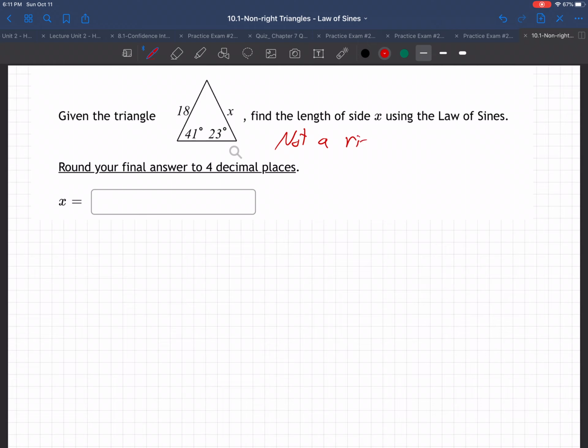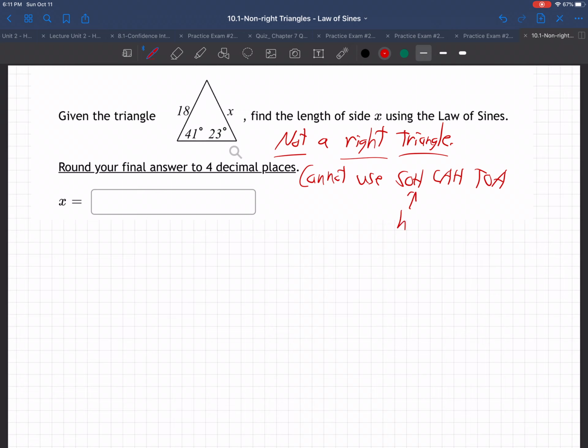Not a right triangle, right? So in other words, we cannot use our SOHCAHTOA stuff because SOHCAHTOA, remember what does H stand for? Hypotenuse, right? Sine, opposite, hypotenuse. Same thing here, right? And a hypotenuse, that's only a right triangle.